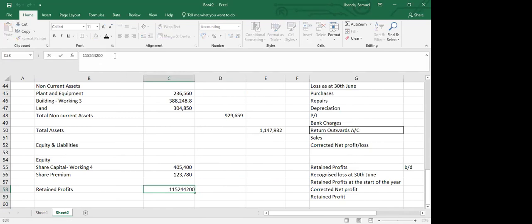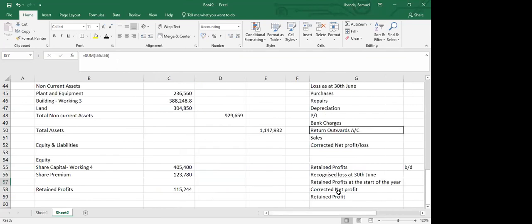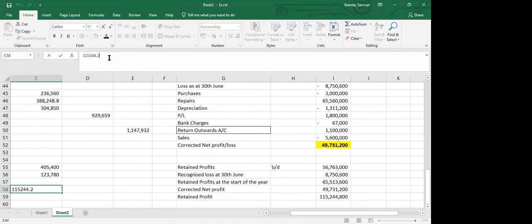So this is 200. I'm going to say 0.2. Okay. Loss is 87. Okay, thank you. The retained loss, somebody has just corrected me. It has a 600. Let me take the 600 there, like that. So this would just change. This is 115,244.8. This is 0.8 rather than 0.5. So thank you so much for indicating that. So yes.